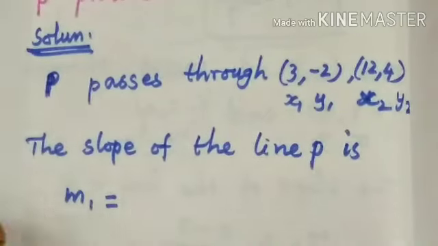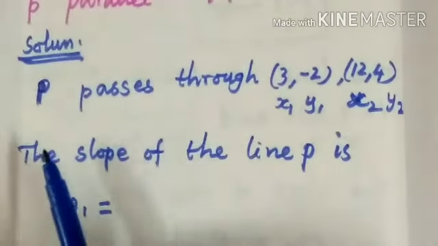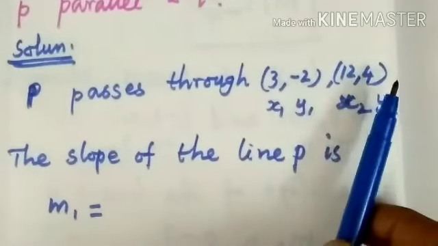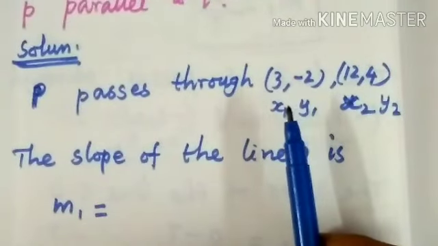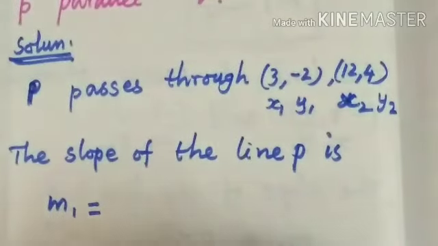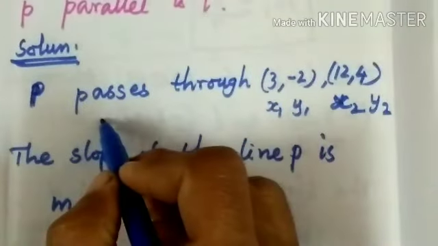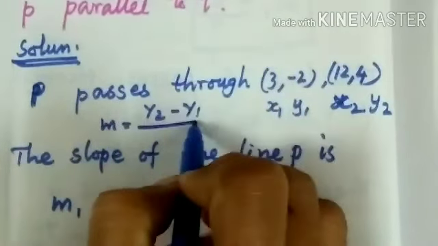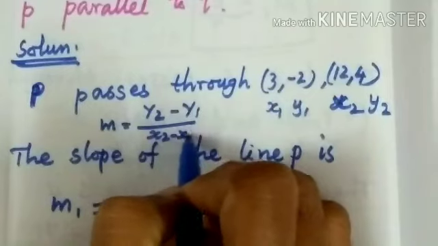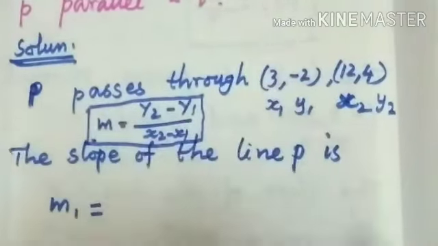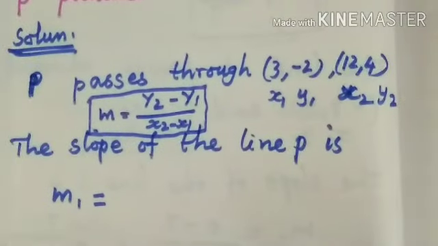In the solution, first you take down and write the given points. P passes through the given points (3, -2) and (12, 4). That one you keep as x1, y1, x2, y2. Then what is the formula for slope? m is equal to (y2 minus y1) by (x2 minus x1). This is the formula for slope.